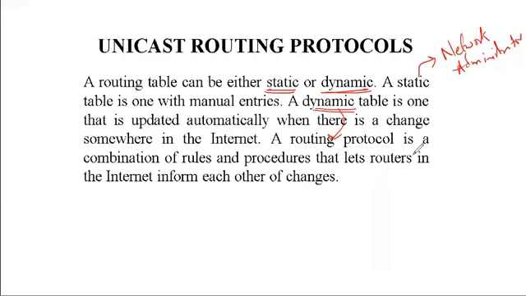So a routing protocol, what is it basically? It is a combination of rules and procedures that lets routers in the internet inform each other about the changes. Whenever we are talking about dynamic routing tables, today the internet needs them because the network of computers and routers is so vast that it cannot be updated by a network administrator manually. It is just impossible to update those tables manually. So the tables need to be updated as soon as there is a change in the internet.